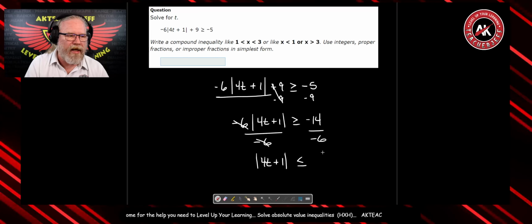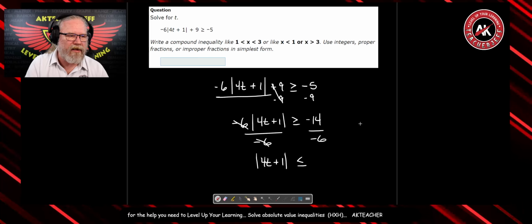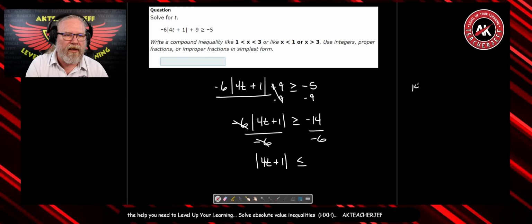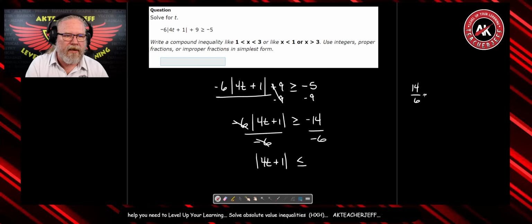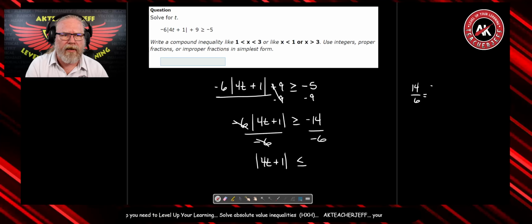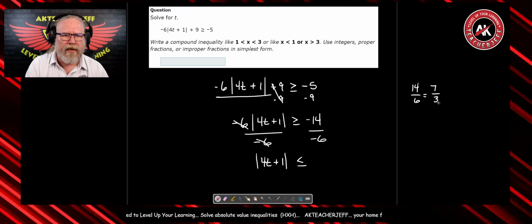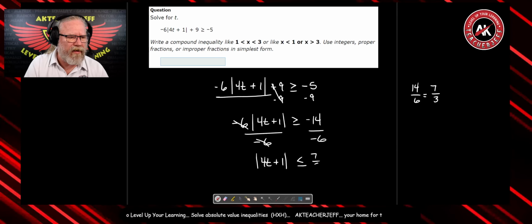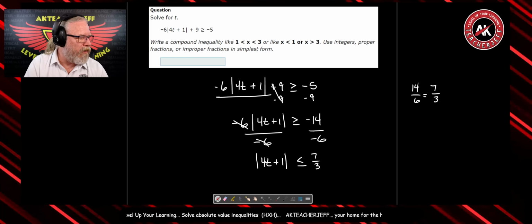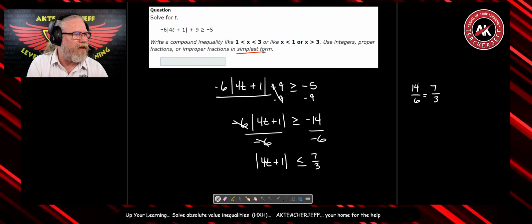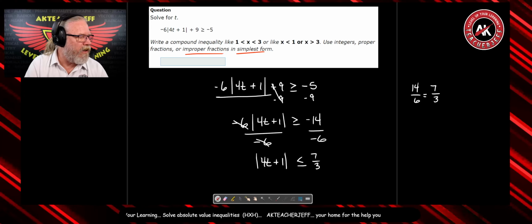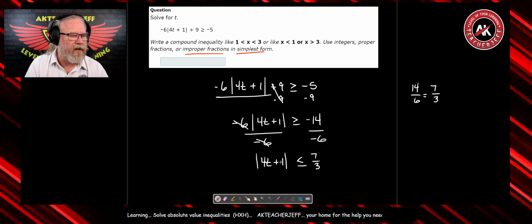And negative divided by negative is positive. 14 over 6. We're going to leave this as an improper fraction. 14 over 6. And they're both divisible by what? 2, right? 14 divided by 2 is 7. 6 divided by 2 is 3. So we'll go with 7 over 3, because like it says, we want it in simplest form. And we can't have it as an improper fraction. So we're good to go there.